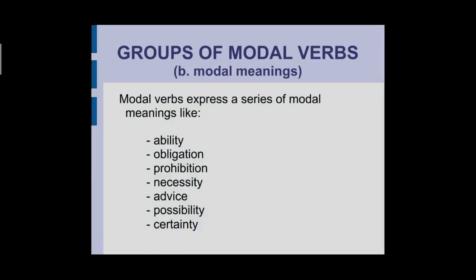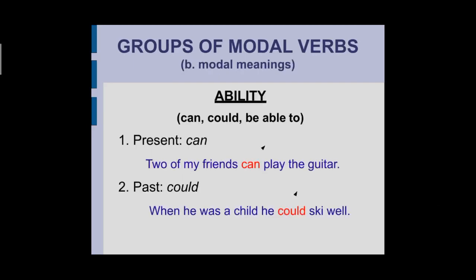Alright, so let's take a look at the group of modal verbs. Modal verbs express a series of modal meanings like ability, obligation, prohibition, necessity, advice, possibility, and certainty. So all these words that you can see over here can be represented by modal verbs. Now how we can use modal verbs to determine these abilities or these obligations or whatever it is, let's take a look at that. Now the first one is ability.